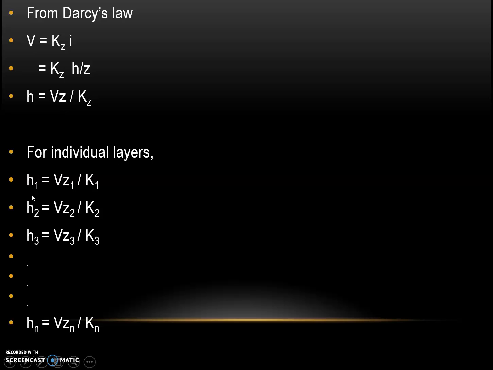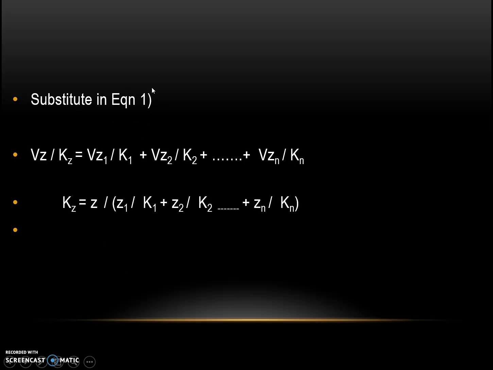So, the equation for H will be Vz divided by Kz. For individual layers, H1 will be equal to Vz1 divided by K1, H2 equal to Vz2 divided by K2 and Hn will be equal to Vzn divided by Kn. Substitute that in equation number 1, we get Vz divided by Kz, which is equal to Vz1 divided by K1 plus Vz2 divided by K2 till Vzn divided by Kn. So, finally, we get Kz equal to Z divided by Z1 divided by K1 plus Z2 divided by K2 till Zn divided by Kn.